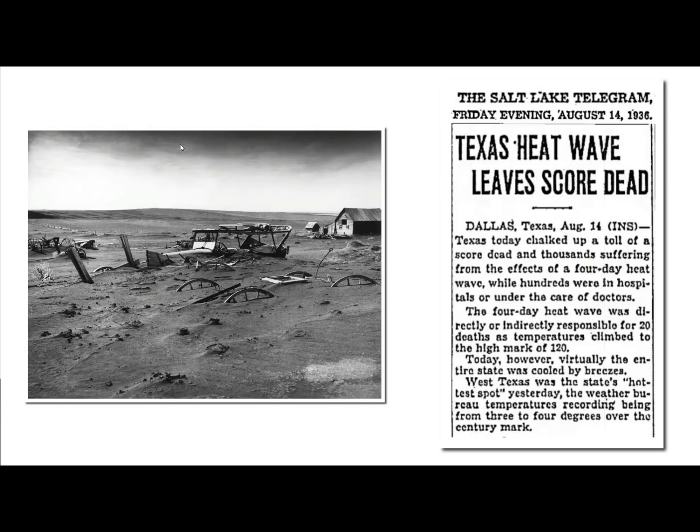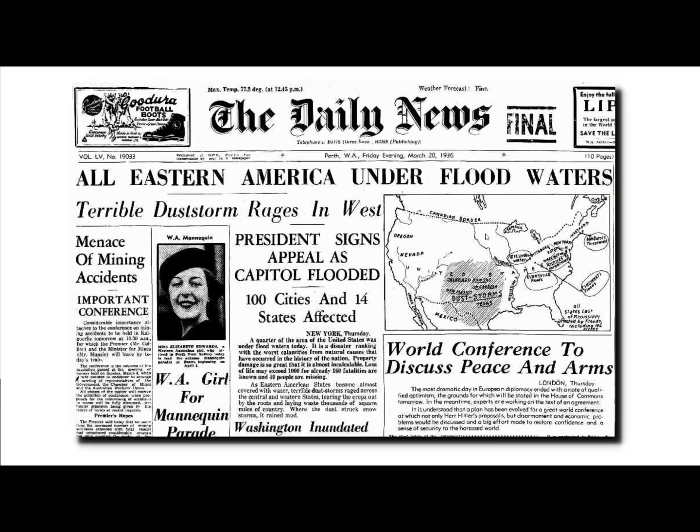The Great Plains and Midwest were unbearably hot in the 1930s. In fact, millions of people fled the heat and drought of the 1930s and moved out to California. John Steinbeck poignantly wrote about this in his novel, The Grapes of Wrath. But the heat wasn't the only extreme weather of 1936.